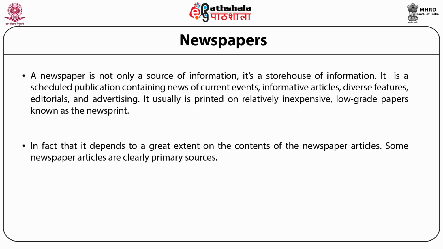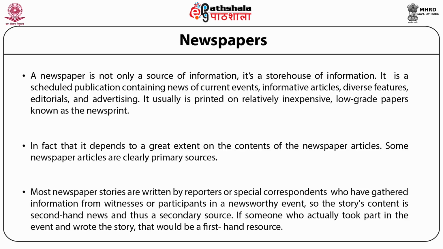However, some newspaper articles could be secondary sources. Most newspaper stories are written by reporters or special correspondents who have gathered information from witnesses or participants in a newsworthy event. So, the story's content is second-hand news and thus a secondary source. If someone who actually took part in the event wrote a story, that would be a first-hand resource. For example, if a climber who personally climbed Mount Everest wrote an account about the climb and the new equipment used in the process, that would be first-hand news concerning the climb and the evaluation of the equipment. This is a primary source of information.